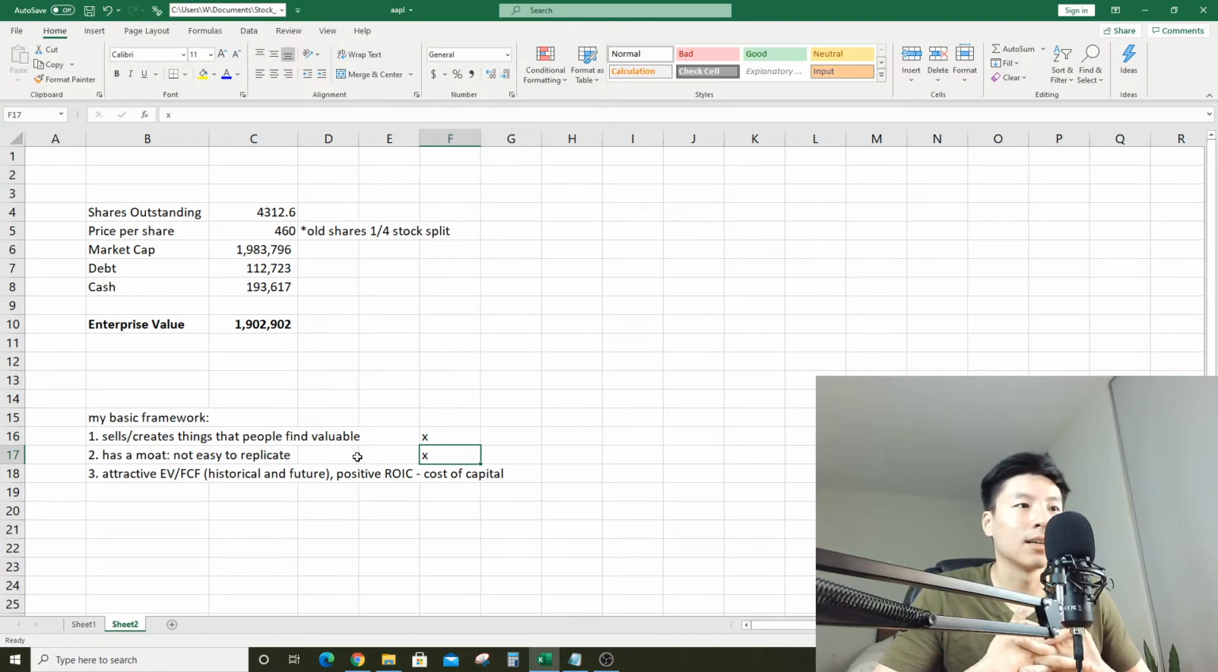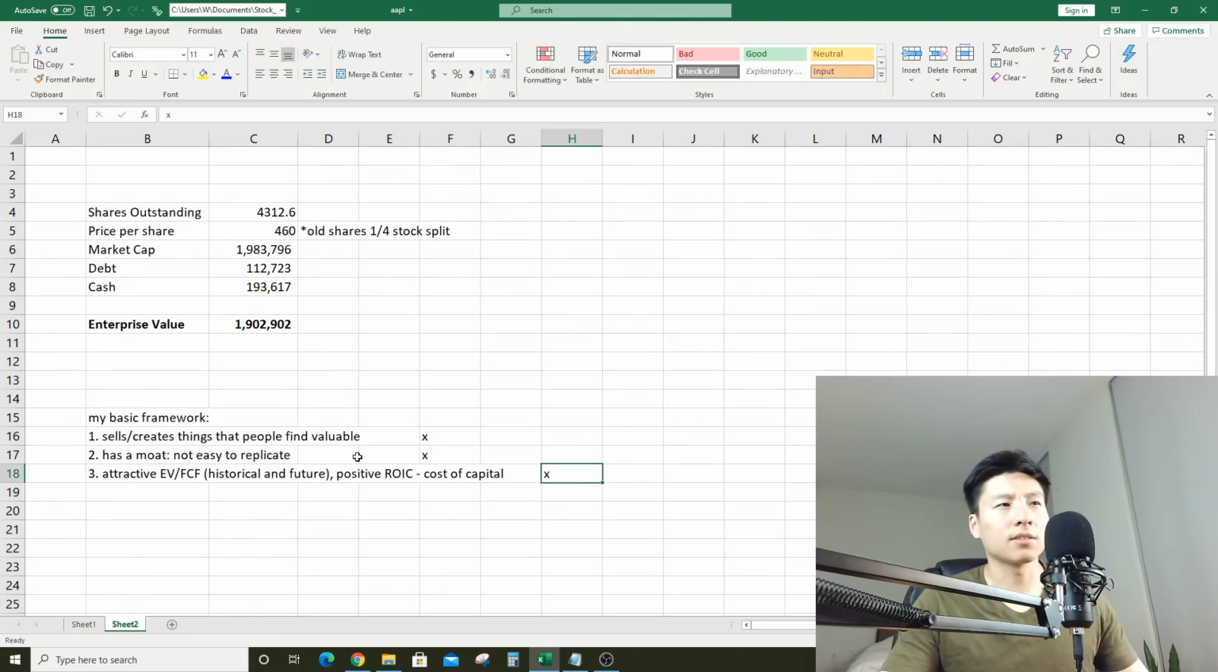You can see Android, like Google does the software side, but they don't really have the hardware part down. So the integrated software and hardware is something that I find does give Apple a moat. So that also checks the box.